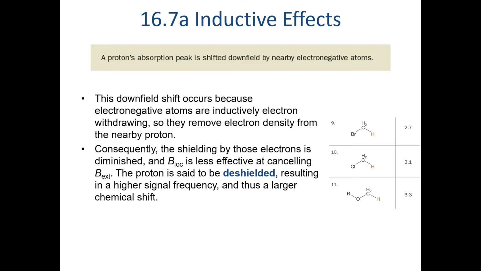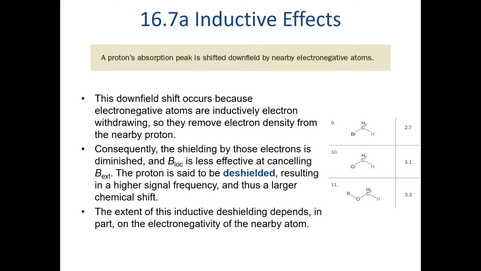We say that because the electronegative atoms pull that electron density away, it de-shields the neighbor hydrogens, and we end up with a much higher frequency shift and a larger chemical shift. Again, the extent of this inductive de-shielding depends on the electronegativity of the nearby atoms.